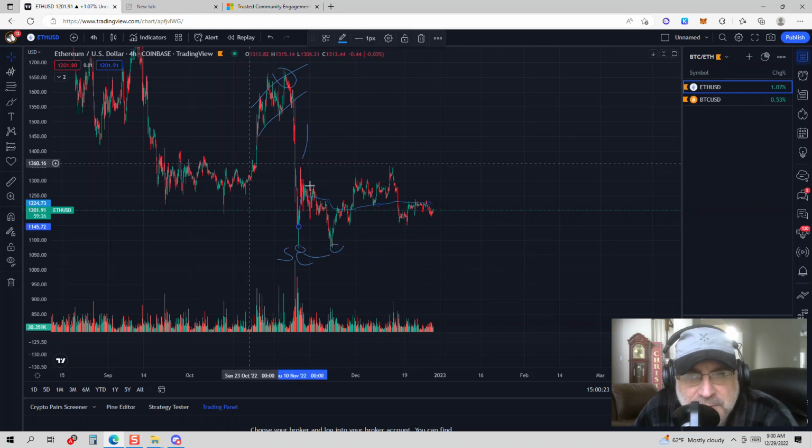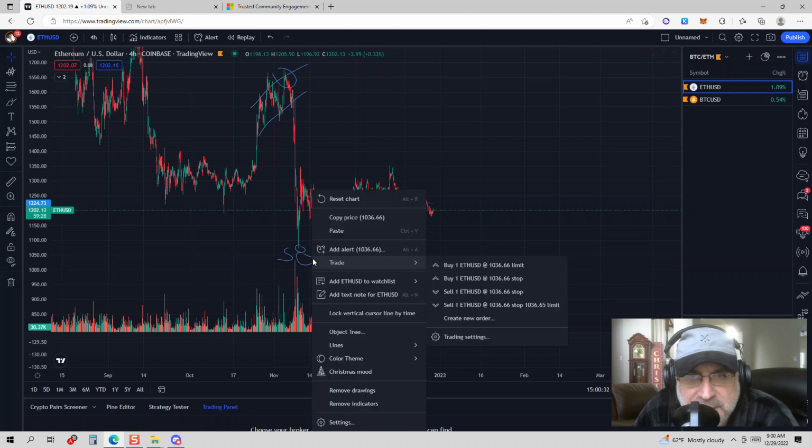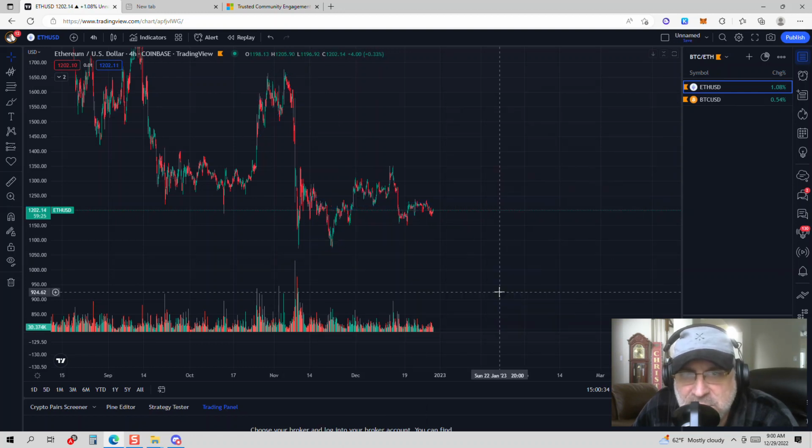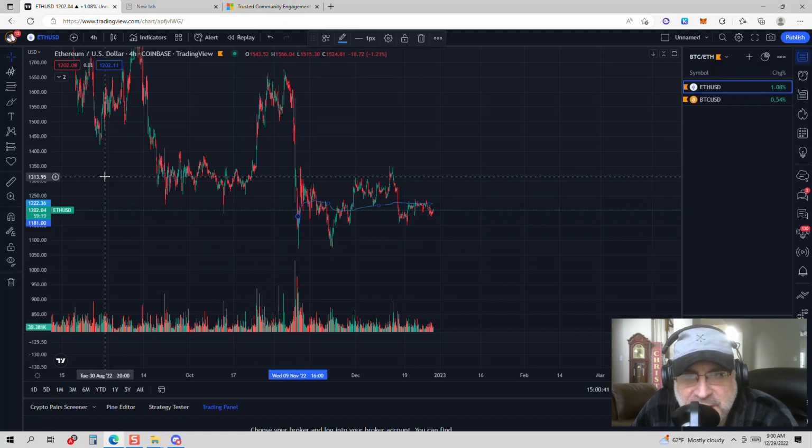Boom. And so we have this blue line that runs through this trading range. And that is the VWAP. Actually, I'm going to go ahead and remove all the drawings, and I'm going to redraw the VWAP, anchored VWAP, off the low. And there's the low.